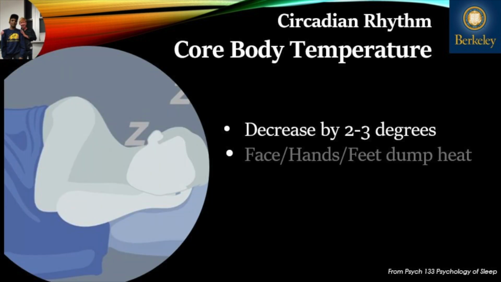An important aspect of the circadian rhythm is the core body temperature. The core body temperature needs to decrease by 2 to 3 degrees in order to sleep. That's why it's easier to fall asleep in a cool room than a hot room. Our face, hands, and feet are the body's best radiating devices and dump heat before sleeping. Thus, washing your face or hot baths dissipate heat from the surface of the skin, cooling the core.